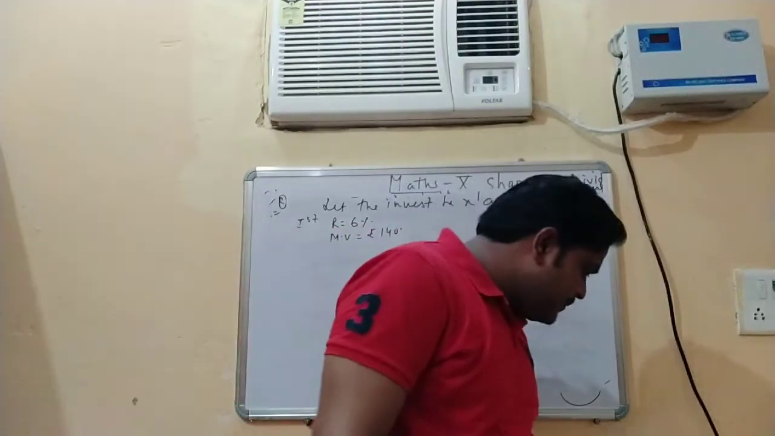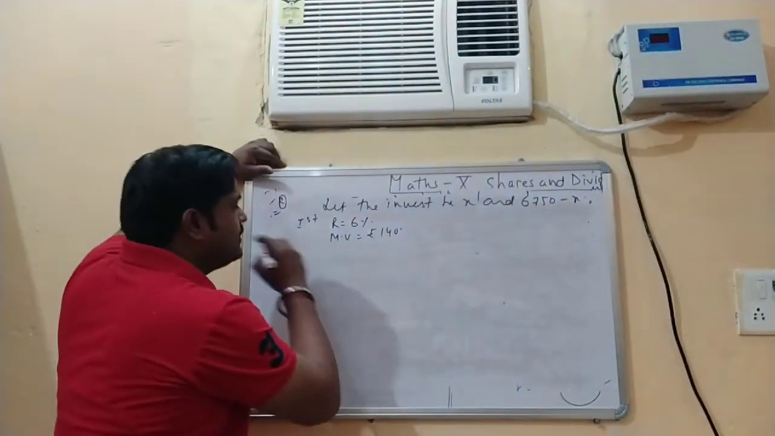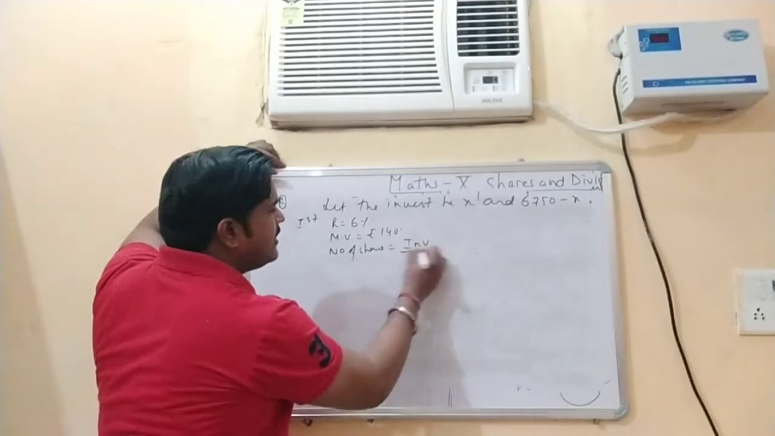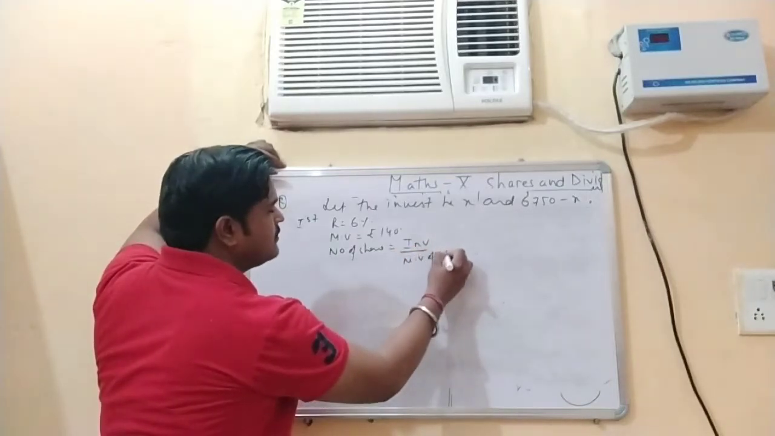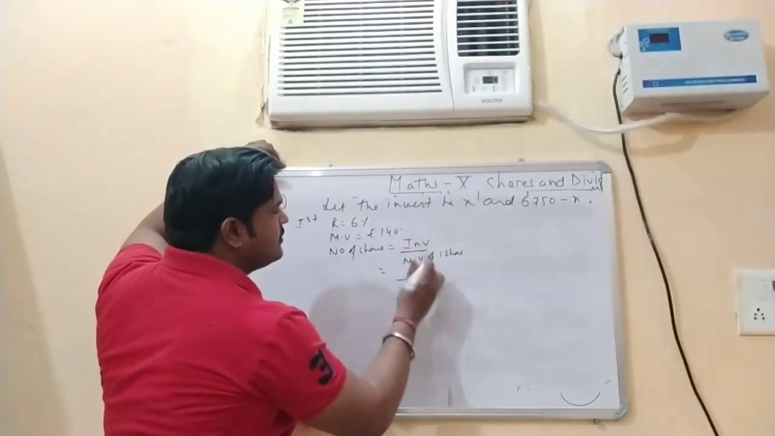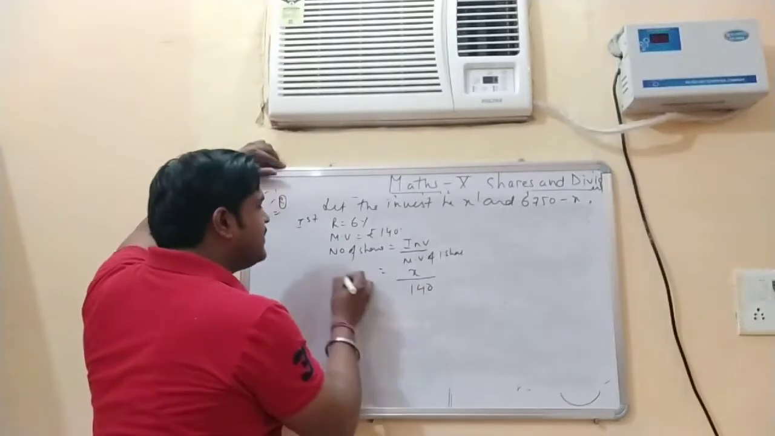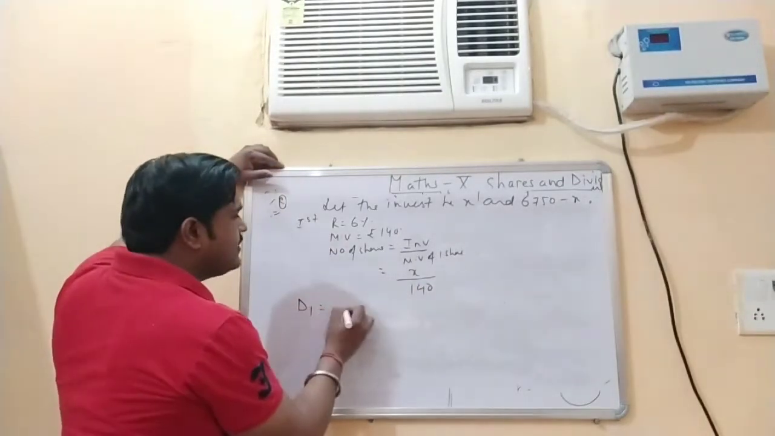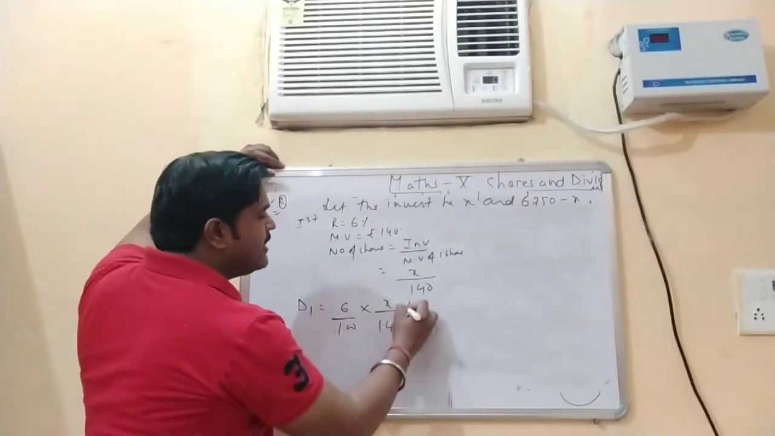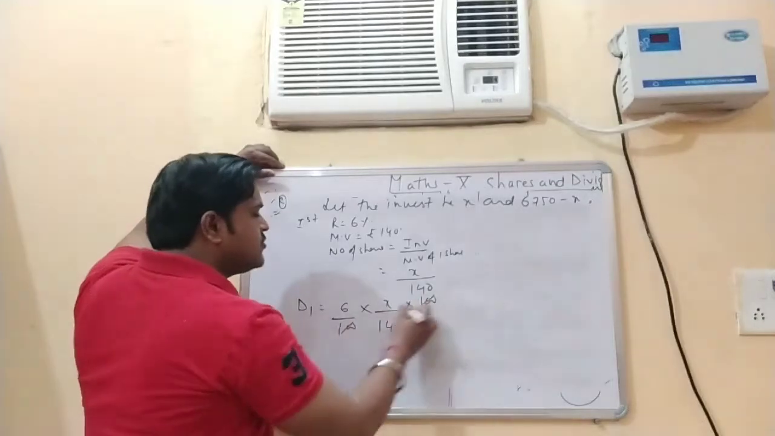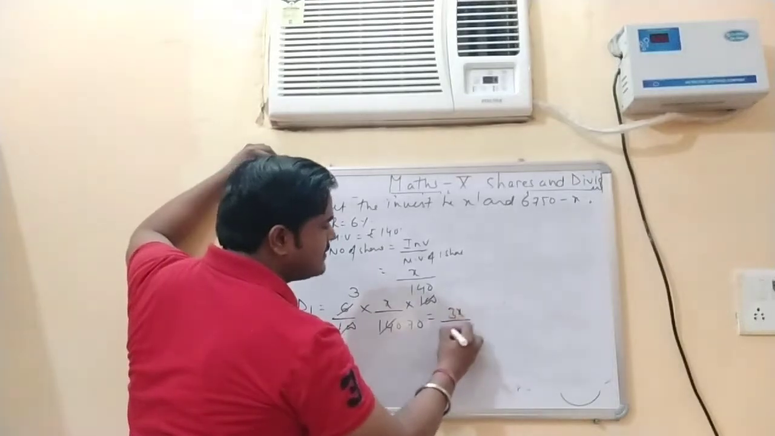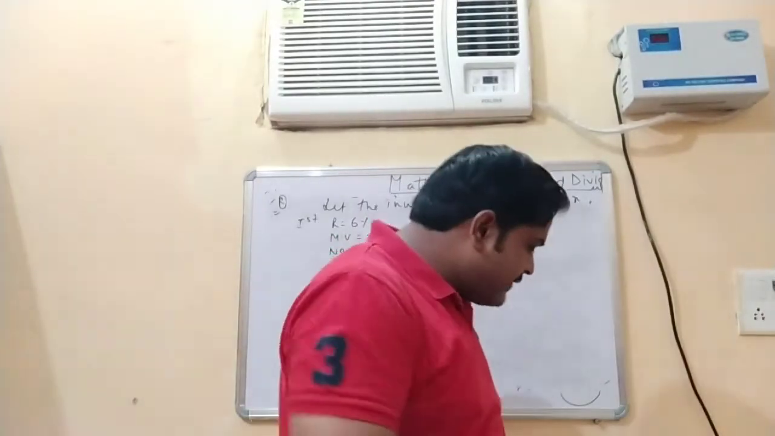So student, in this part first we'll calculate the number of shares. The number of shares will be equal to investment divided by the market value of one share. So investment is x upon the market value 140. So this will be the number of shares. Now we will calculate D1. The rate is 6%, multiplied by the number of shares, that is x by 140, multiplied by face value, which is 100. So this will be 3 by 70, so this will be 3x by 70. For the first part we have calculated.